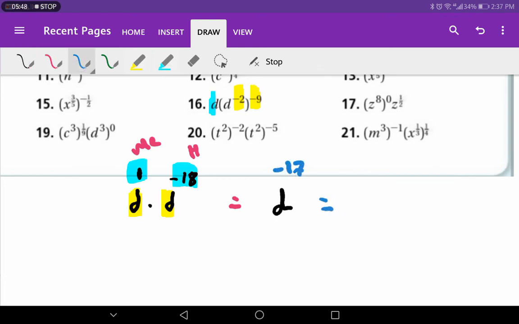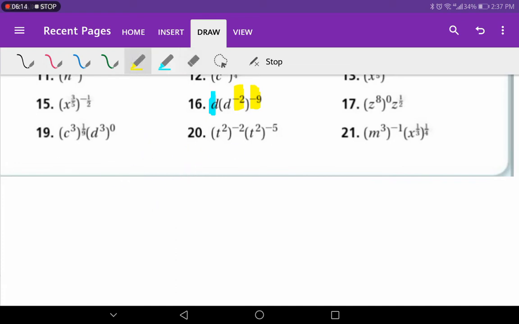And we don't like to see the negative power. So how can I change it to positive? I have to put it down. So d with power 17, and up we don't have anything, so we put 1. This is the answer.